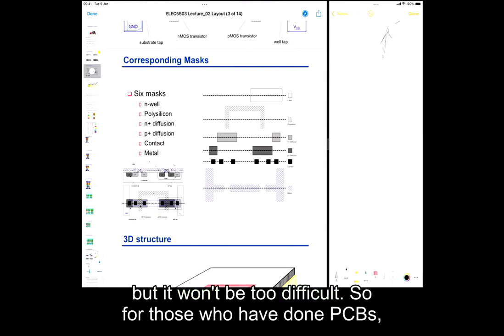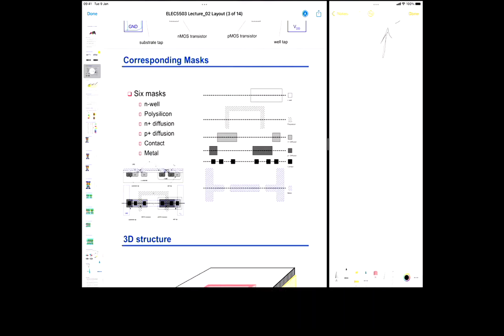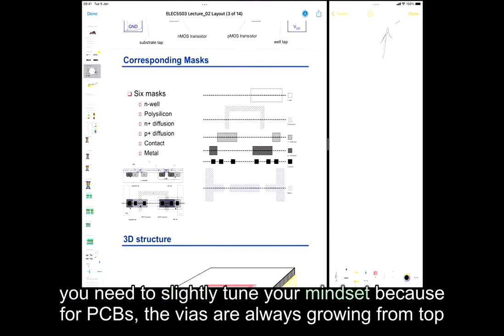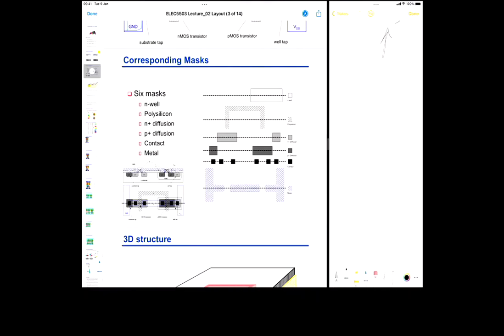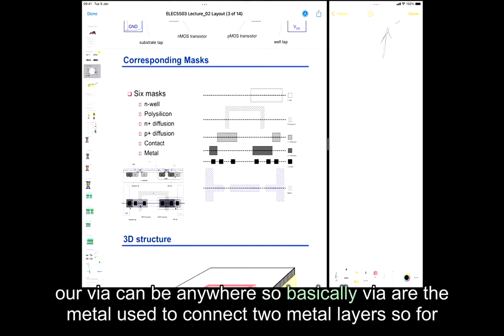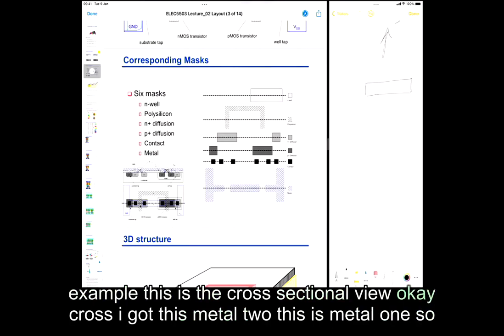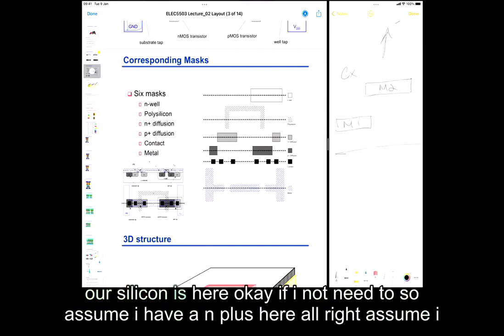So for those who have done PCBs, you need to slightly tune your mindset, because for PCBs, the vias are always drawn from the top, either semi-via to a certain kind of metal or all the way through. But for IC designs, our via can be anywhere. So basically, vias are the metal used to connect two metal layers. So for example, this is the cross-sectional view. I've got this metal 2. This is metal 1, so our silicon is here.